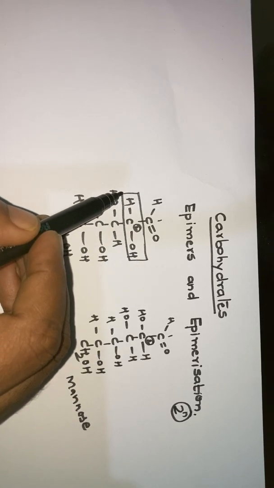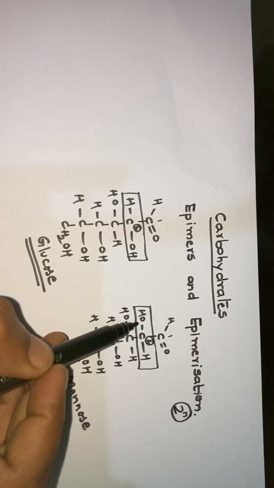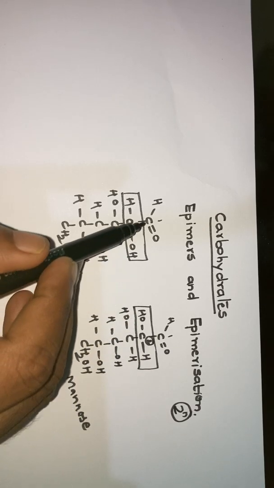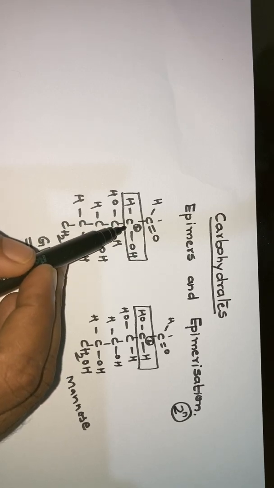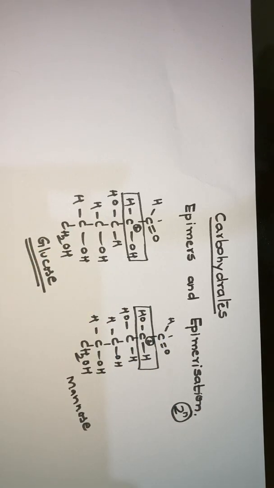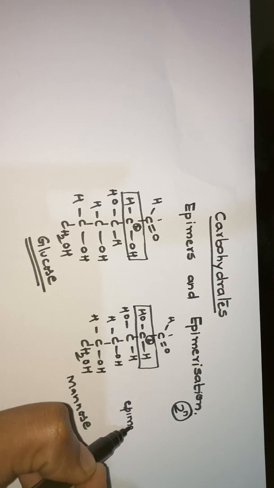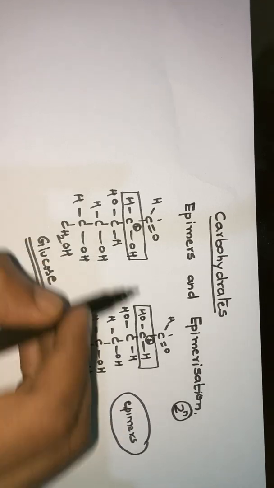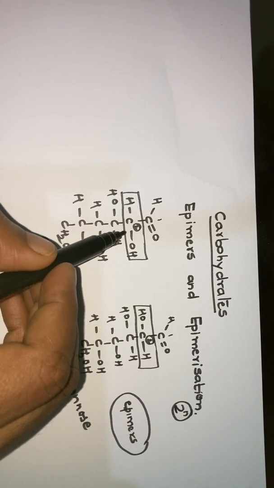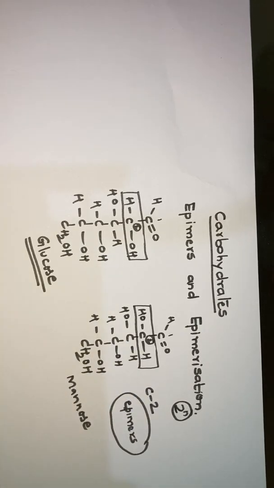See here. In glucose, in the second carbon, the OH is on the right side. Here the OH is on the left side. That means they differ in configuration at this second carbon only. So two isomers, diastereomers, which differ in configuration at one of the asymmetric carbons are called epimers. So these two are epimers, because they differ in configuration at this carbon. Since they differ at the second carbon, these are called C2 epimers.